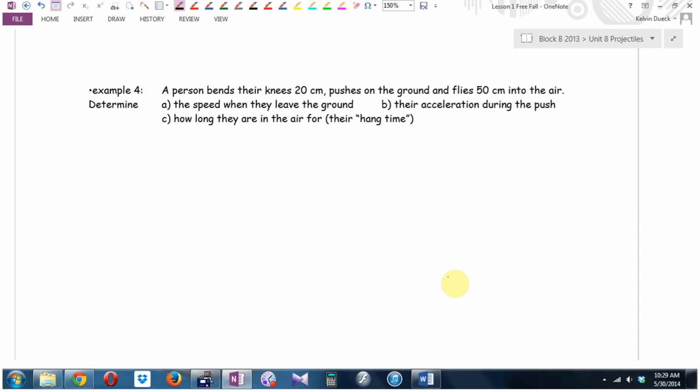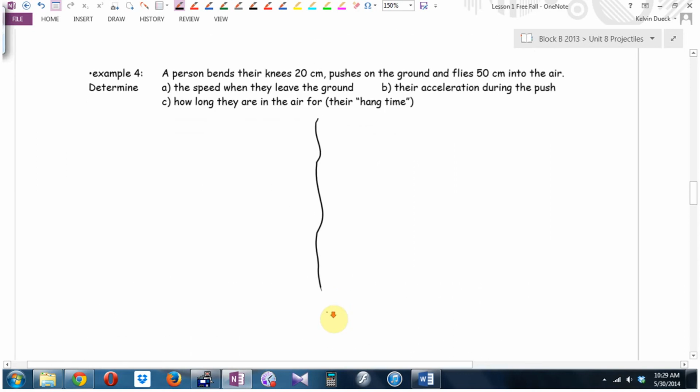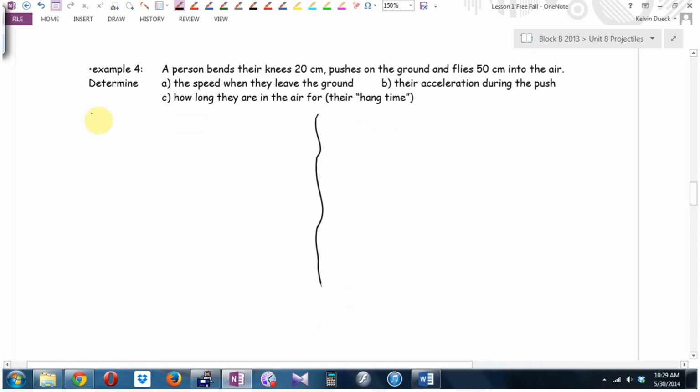A says, find the speed when they leave the ground. B says, find their acceleration during the push. C says, find how long they are in the air for, their hang time. Okay. Let's see. I think we have to divide this into two sections. Then I got room down here? Yeah, I do. Good. While you're on the ground and while you're in the air.